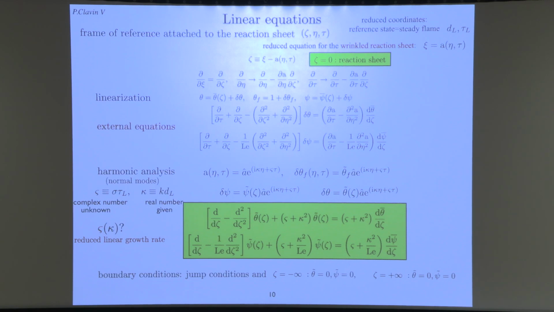Here are the equations, the same as before, written using the harmonic analysis. You see, you replace the time derivative by this strange thing that you have here, every derivative, and all the others are the same everywhere. That's all.